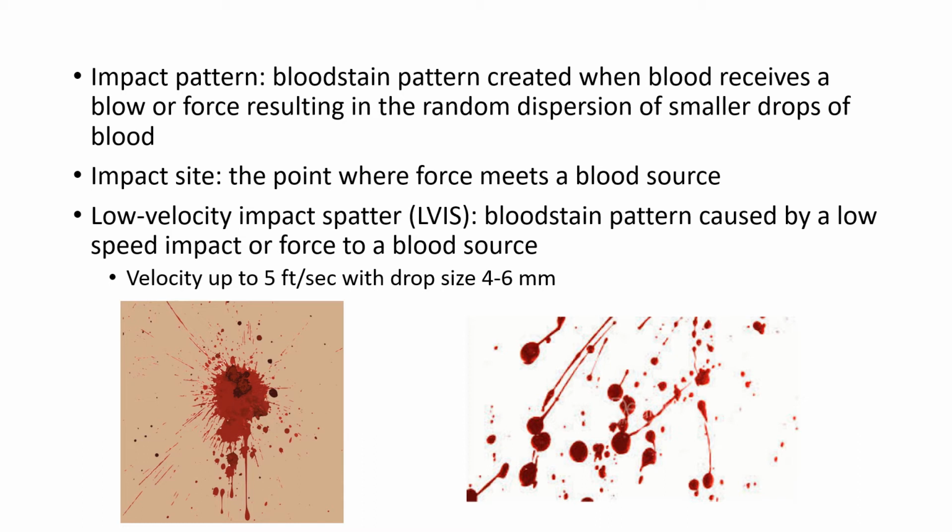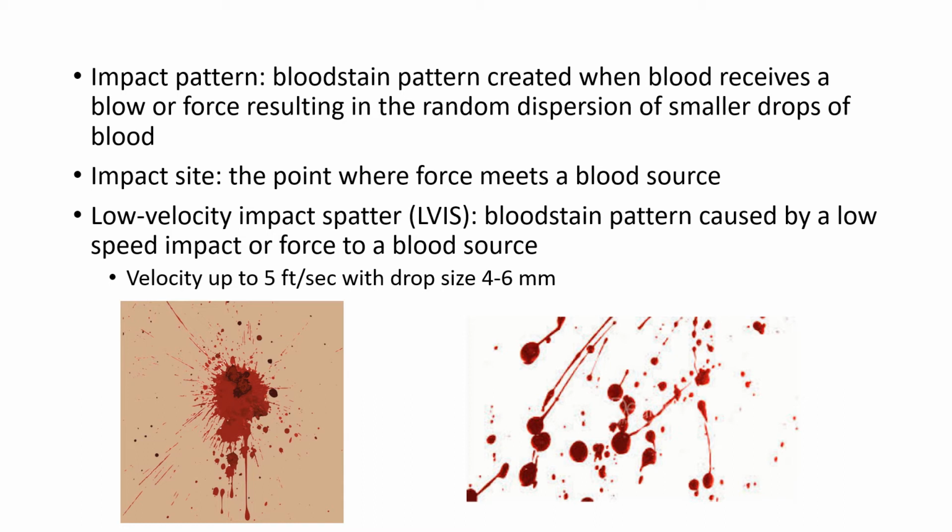Laura said high velocity impact spatter was moving very quickly. It results in very tiny drops. Kind of the complete opposite of that is going to be low velocity impact spatter, or LVIS for short. This is a bloodstain pattern caused by low speed impact or force to a blood source.